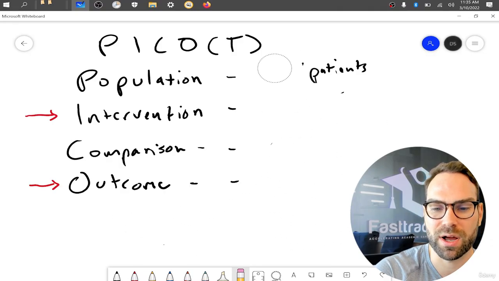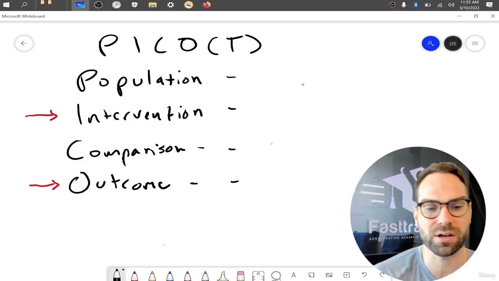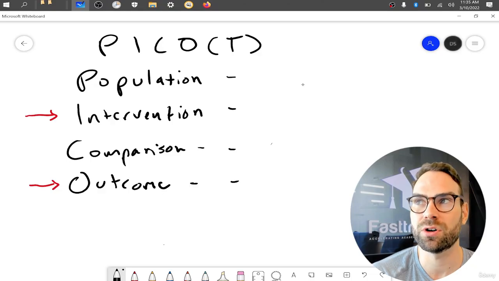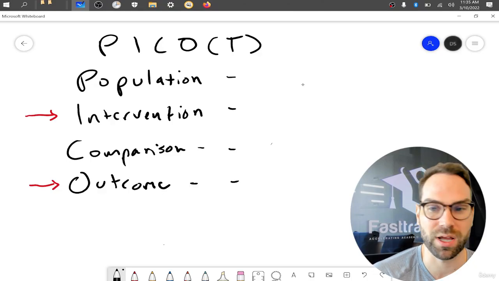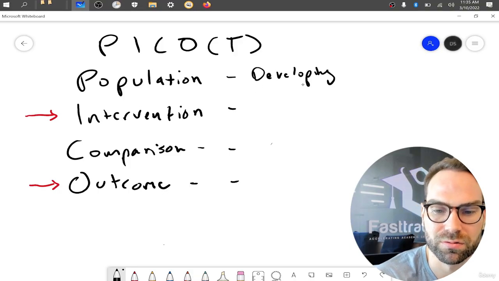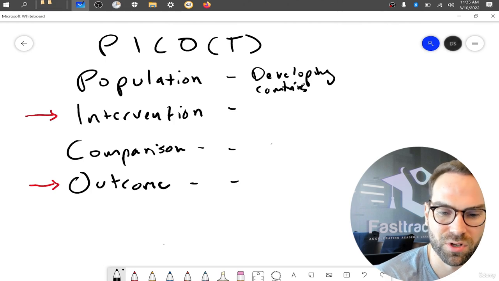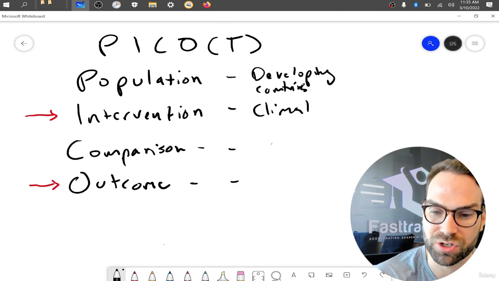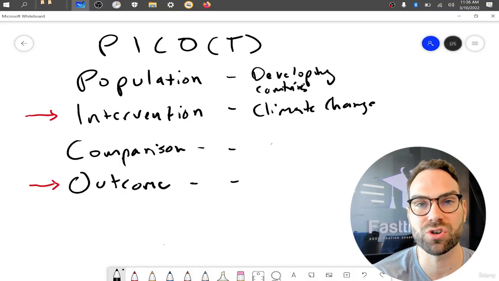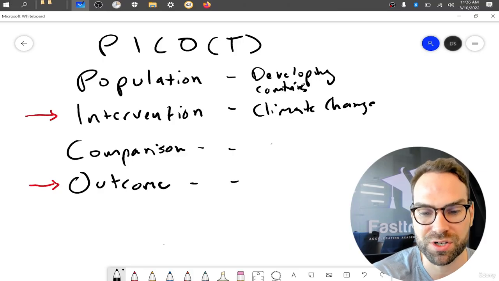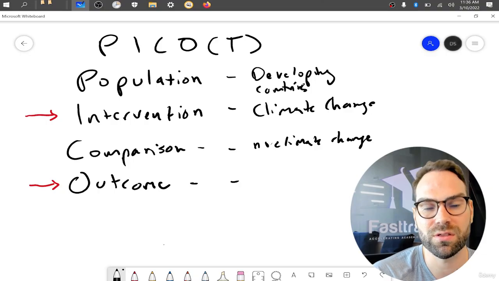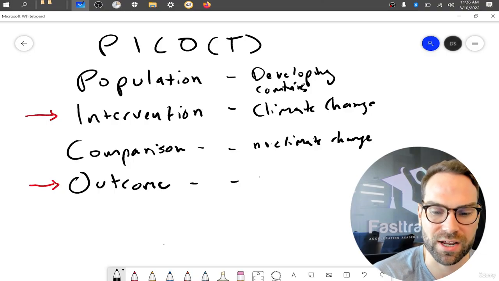So let's say my interest here is in climate change. And I'm very interested in how climate change is going to impact on migration in developing countries. So here we go. I have developing countries as my population. My intervention, I'm looking at climate change. And you may want to define this. Maybe you want to look at environmental events associated with climate change. Comparison group is going to be no climate change, hypothetically. And the outcome that we're going to be looking at is migration.